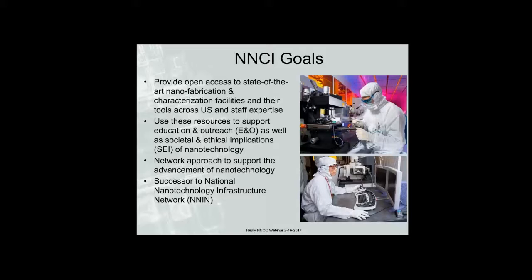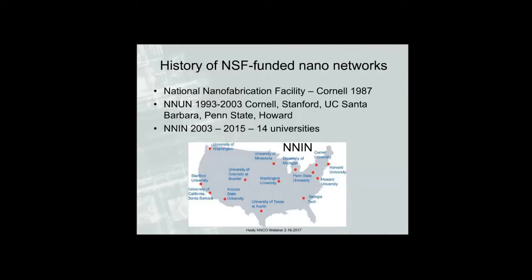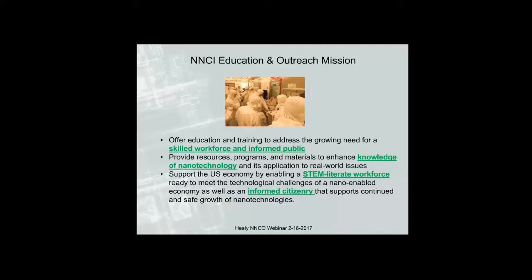We are the successor, as Quinn said, to the NNIN, which existed from 2003 to 2015. But these NSF-funded nano networks have a long history. It started at Cornell in 1987, then became the NNUN in 1993 with 5 institutions. Those 5 institutions were part of the 14 under NNIN. So the federal government has had a long time of supporting this and supporting nano education.